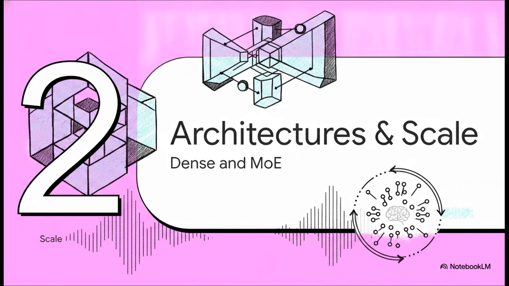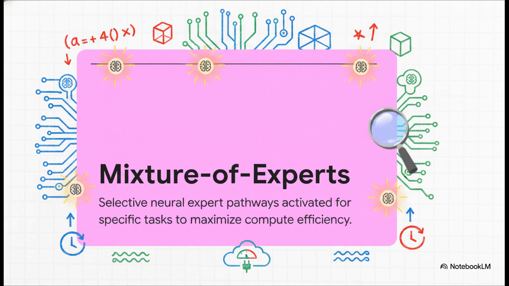Moving right along to Section 2, Architectures and Scale, specifically dense and MoE. Right in the abstract, it points out that Gemma 4 is designed to drastically advance compute efficiency by utilizing two distinct frameworks. We have your standard dense architectures and then something called Mixture of Experts, or MoE for short.